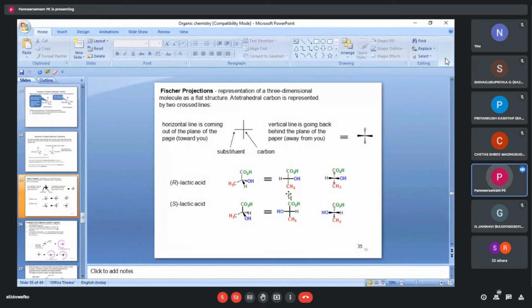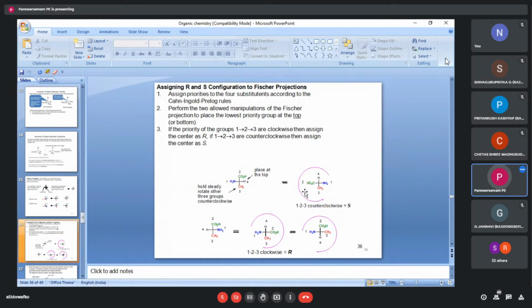After writing the vertical model, we substitute the hydroxyl group, methyl group, hydrogen and acid group for lactic acid. First we should find out the priority. Which one is the priority? I thought we will discuss it next. So in this, you see here, assigning the RS configuration in the Fischer projection.